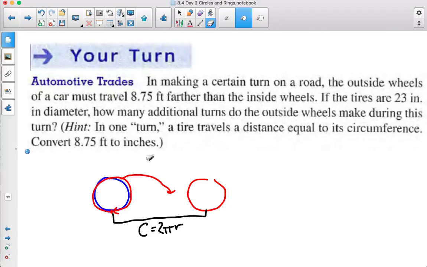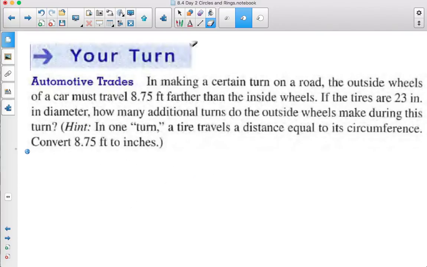With that and a little critical thinking, can you use the information supplied here, the fact that the outside tires traveled 8.7 feet farther and the tires themselves are 23 inches in diameter, to tell me how many additional turns the outside wheels have to make for this turn? So pause the video now, give it as good of a shot as you can.